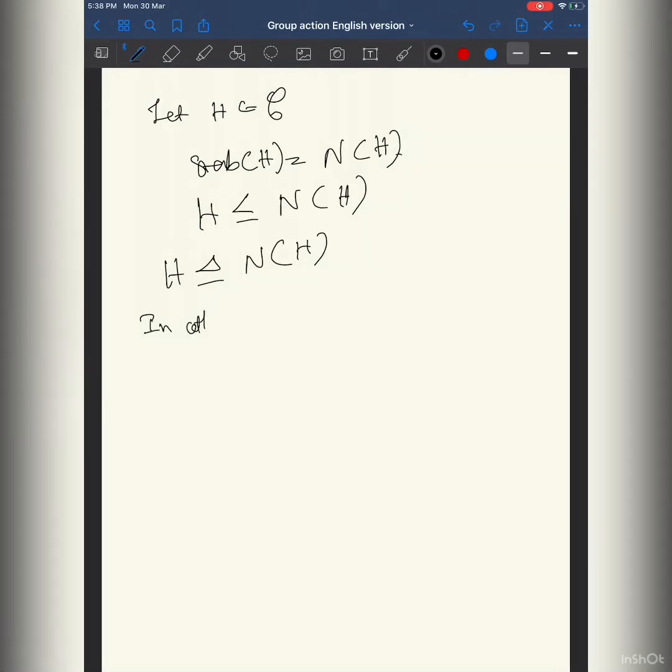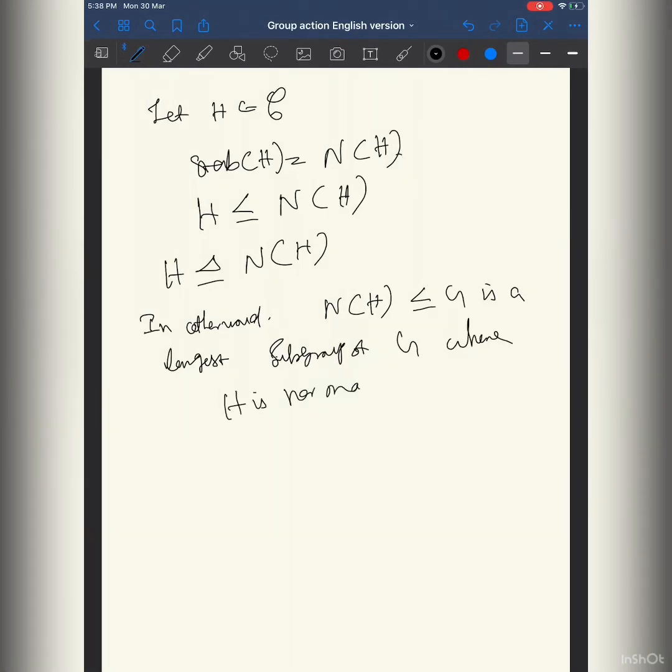So in other words, N(H) inside G is the largest subgroup of G where H is normal. We start with H, and N(H) is the largest subgroup of G where H is normal. This is a small lemma I wanted to prove, and all these explanations I gave make it easy to prove. I'm not going to prove it in full, I'm just giving the idea.